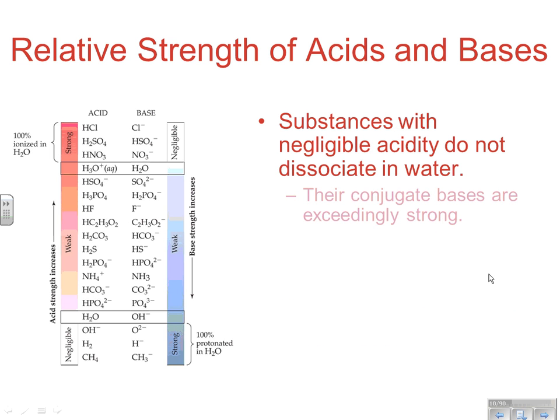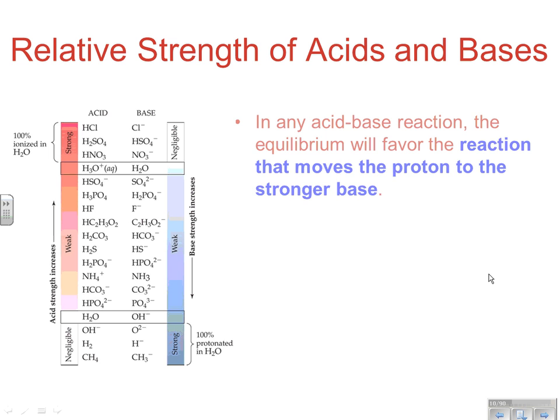So substances with negligible acidity are things that really don't dissociate in water. Something like CH4, they just don't dissociate in water. OH-, it doesn't dissociate in water, it stays as OH-. Those things have negligible acidity. So if you throw them in water, basically water is going to stay neutral, pH 7. Their conjugate bases then would be extremely strong. The weaker the acid, the stronger its conjugate is going to be. So the weaker those acids, because they don't dissociate, the stronger their conjugate base is going to be.